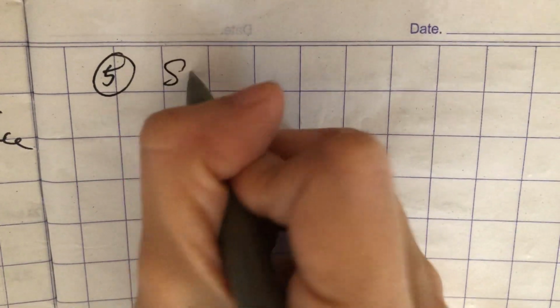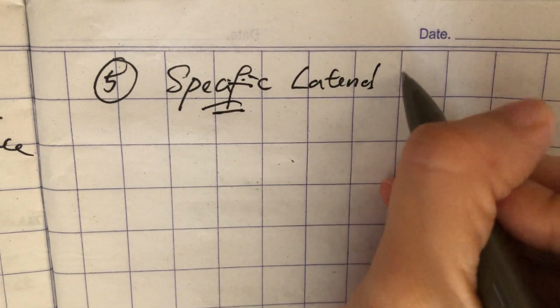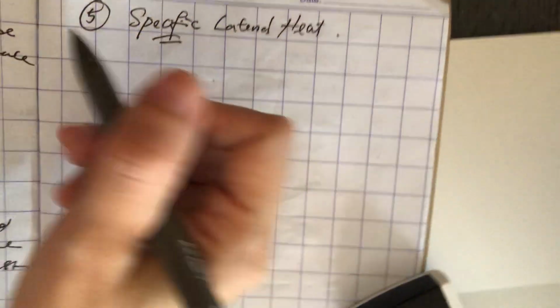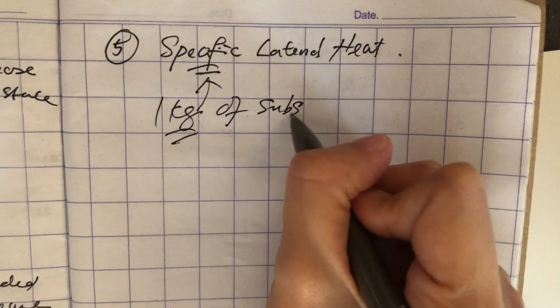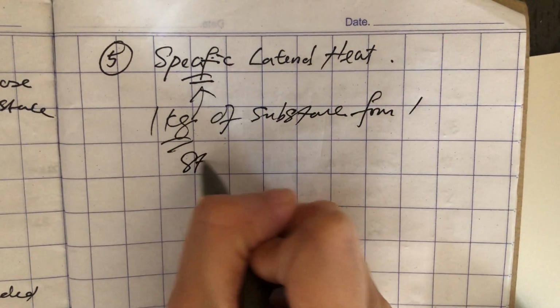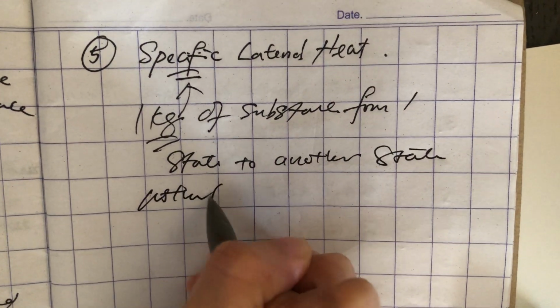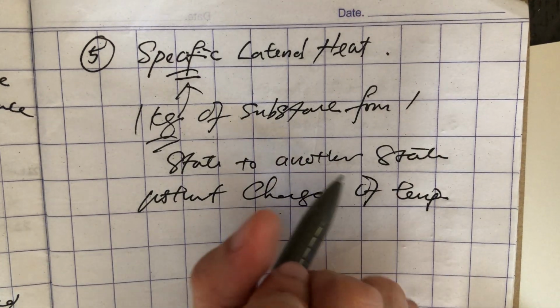So now we have another term, number 5. You know what this is? Specific latent heat. Whenever you see specific, it refers to 1 kg. Specific latent heat means the energy needed to change 1 kg of substance from one state to another state without change of temperature. So this is roughly the idea of the 5 terms that you have to know: thermal equilibrium, heat capacity, specific heat capacity, latent heat, and specific latent heat.